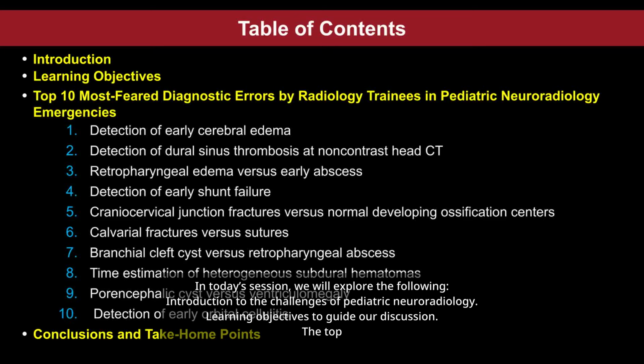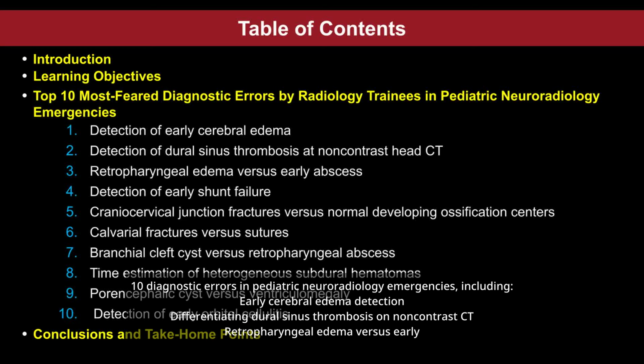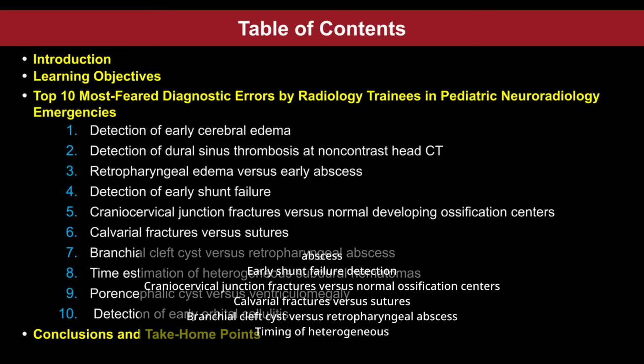In today's session, we will explore the following: Introduction to the Challenges of Pediatric Neuroradiology, learning objectives to guide our discussion, the top 10 diagnostic errors in pediatric neuroradiology emergencies, including early cerebral edema detection, differentiating dural sinus thrombosis on non-contrast CT, retropharyngeal edema versus early abscess, early shunt failure detection, craniocervical junction fractures versus normal ossification centers, calvarial fractures versus sutures, branchial cleft cyst versus retropharyngeal abscess, timing of heterogeneous subdural hematomas, porencephalic cyst versus ventriculomegaly, early orbital cellulitis detection, conclusions, and take-home points to summarize our findings.